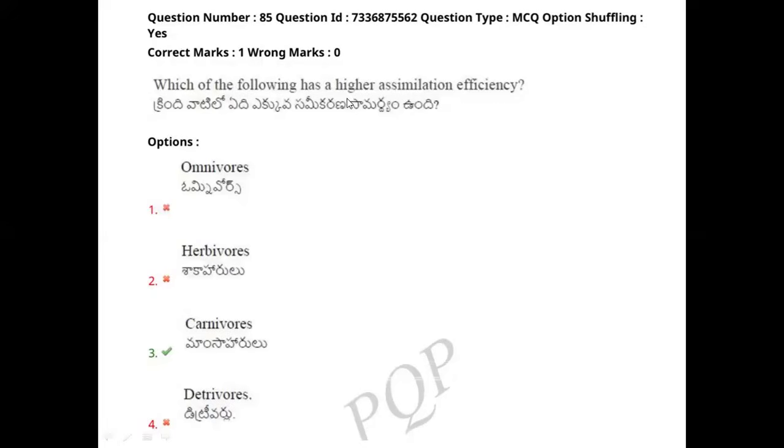Which of the following has higher assimilation efficiency? Higher assimilation efficiency is nothing but breaking down the molecules. The process of completely breaking down the energy we take in and producing complete assimilation is what we call higher assimilation efficiency.